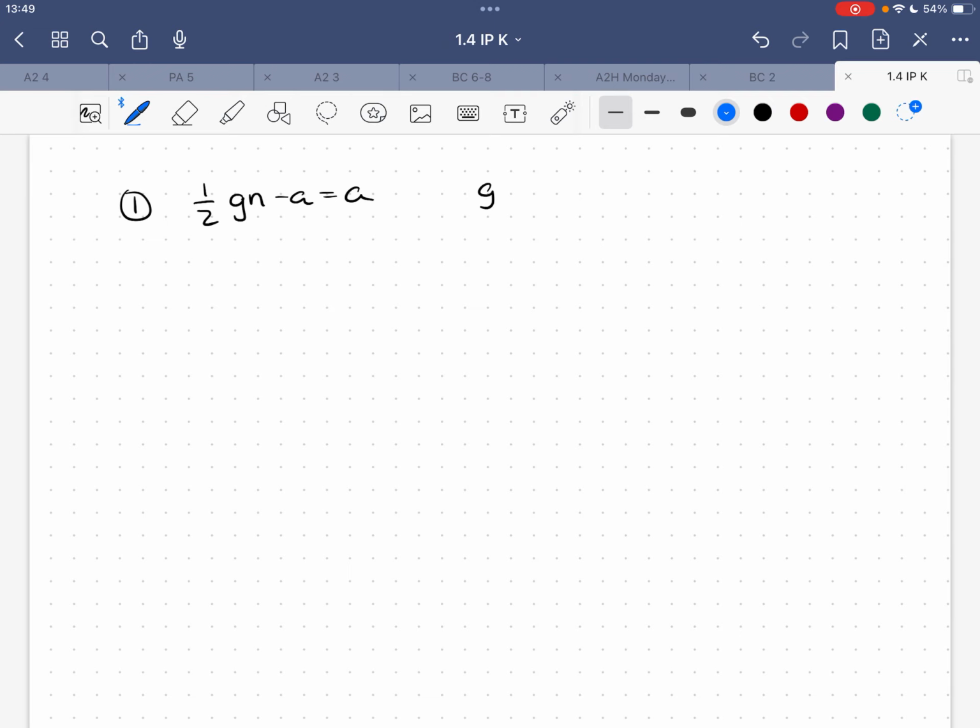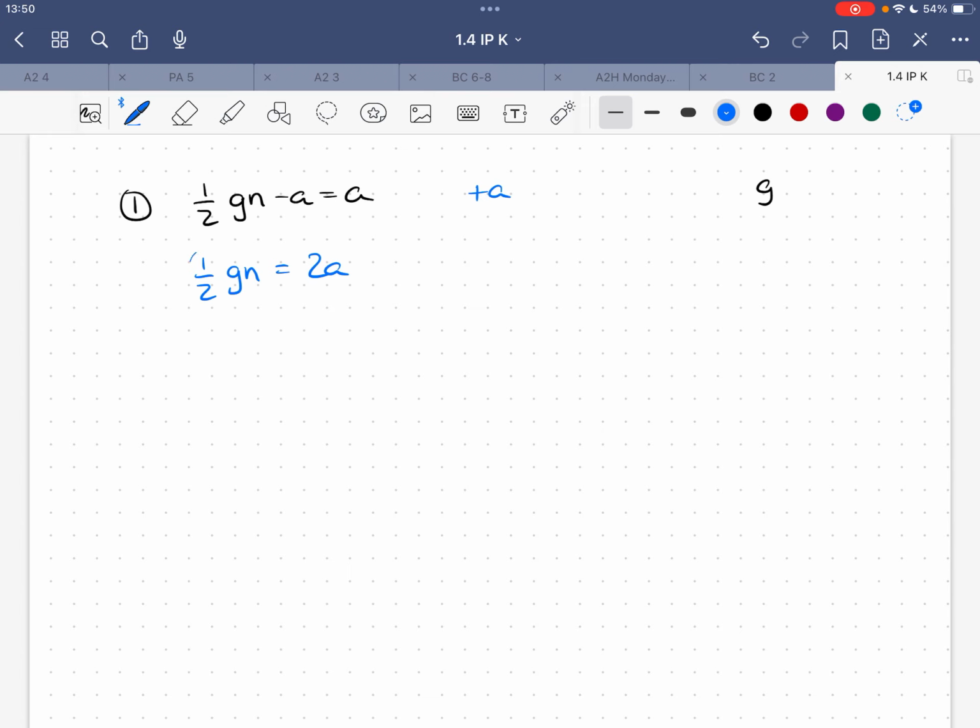So the first thing I notice is that there's only one g, so I'm going to try to get rid of everything that's around it. So first I'm going to add the a, and then probably the 2, and then the n, or in which that doesn't matter the order as much of those last two. Okay, so first I'm going to add a on both sides. So I'm going to do plus a, and this becomes 1/2 gn. The a disappears, equals 2a.